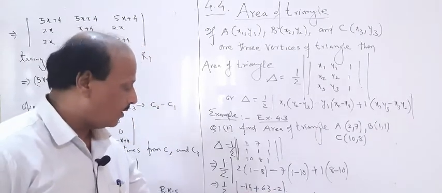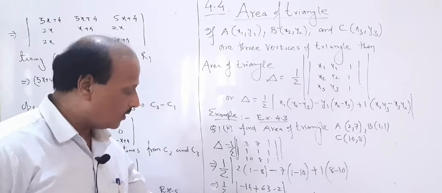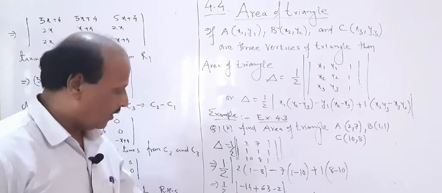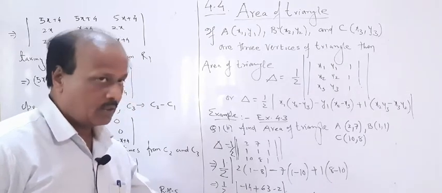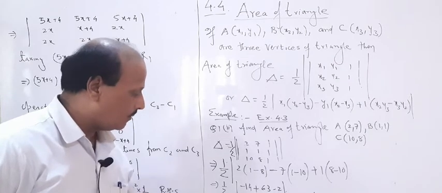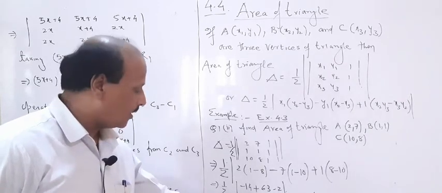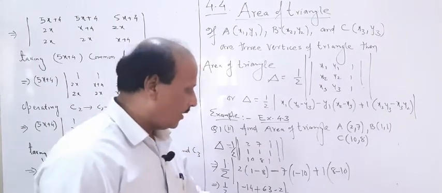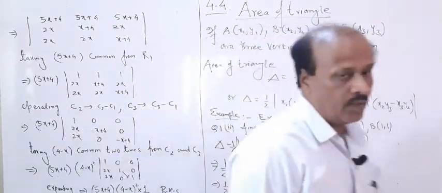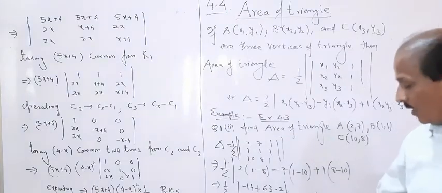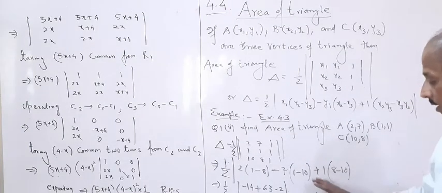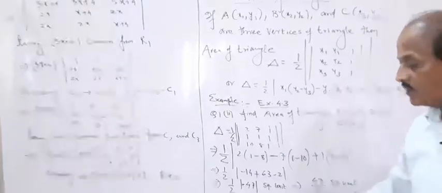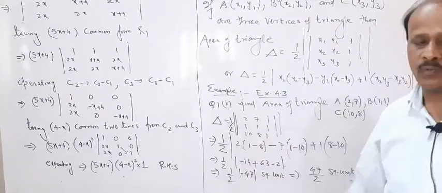This is important. As soon as you get a negative quantity for the area of a triangle, you put a modulus sign. This is not a sign for a determinant. Modulus of minus 47 and half will be as it is. So the answer of this question will be 47 by 2 square units, and don't write it in decimal form also, leave it up to here. So this is one of the questions of exercise 4.3.